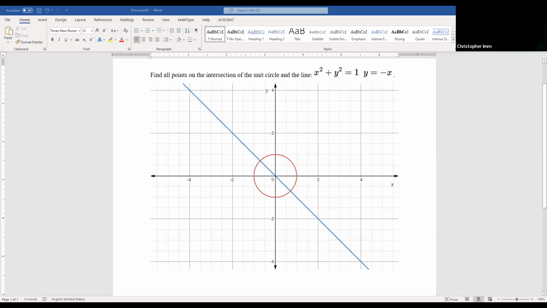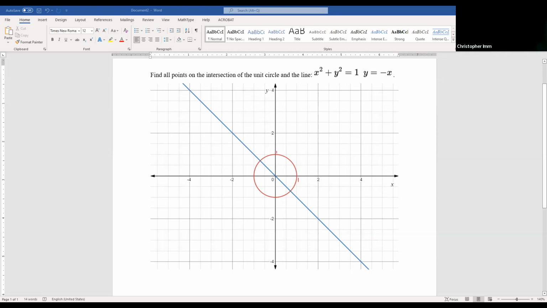Hi, we are going to be looking here at a problem involving the unit circle and the line y is equal to minus x. We're going to try to find all the points of intersection on the unit circle and that line. So if you are checking out my graphs here, remember the unit circle has a radius of 1.